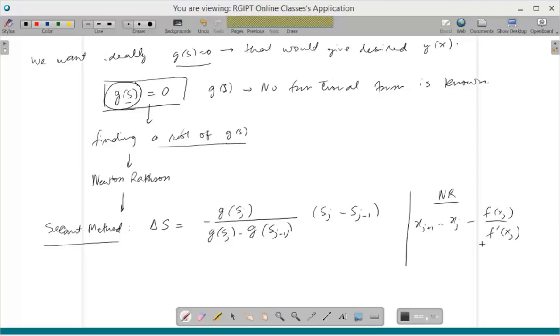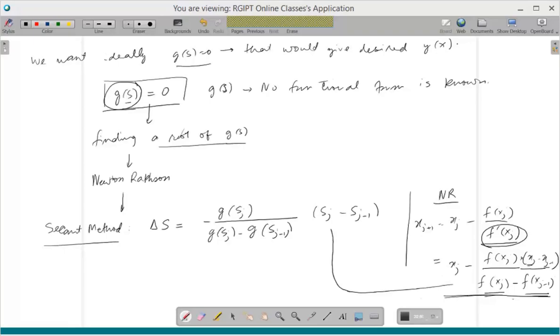What we are doing here is nothing but approximating this quantity. Since I do not know the functional form, I cannot evaluate f prime. So instead I will compute f prime by doing this operation: I'll compute f of xj minus f of xj minus 1, and then I'll divide it by xj minus xj minus 1. These individual values I can calculate, then plug in these numbers, and I will get an equation that looks like this. This is essentially the same thing here.